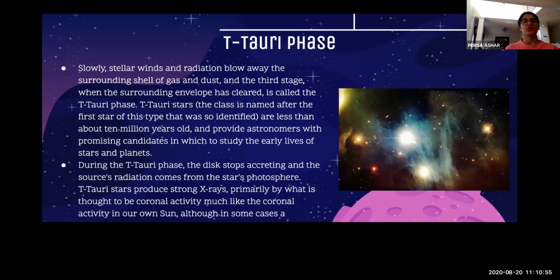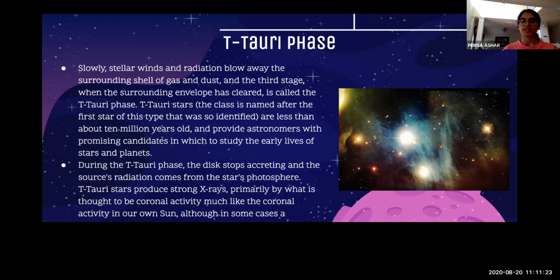After that comes the T Tauri phase. Stellar winds and radiation blow away the surrounding shell of gas and dust, and the third stage, when the surrounding envelope has cleared, is called the T Tauri phase. T Tauri stars, a class named after the first star of this type that was identified, are less than about 10 million years old and provide astronomers with promising candidates in which to study the early lives of stars and planets.